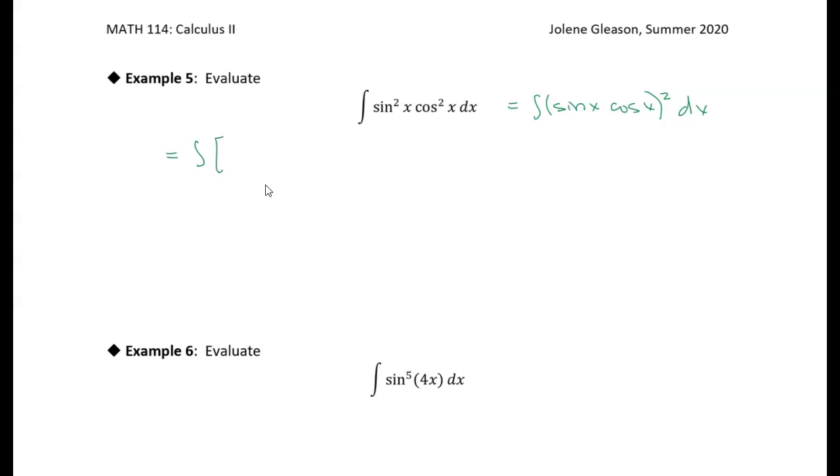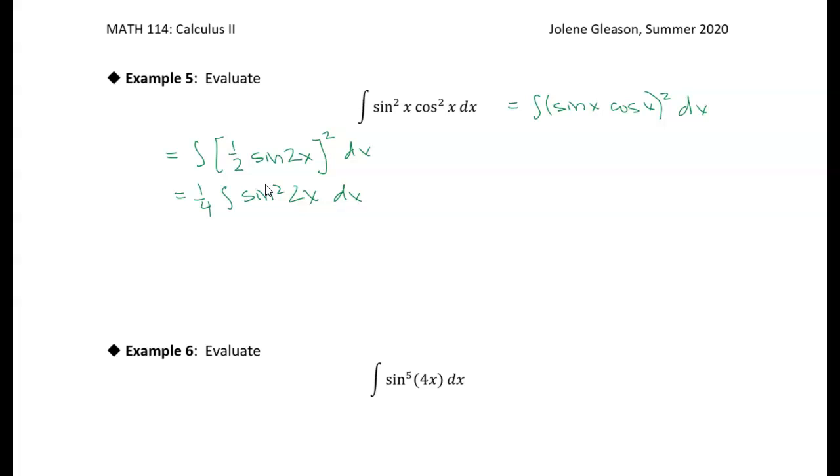So here I'm going to replace this with 1/2 sine of 2x, and then I'm going to square that whole thing, because I've got sine times cosine, the whole thing squared, and dx. Now I'm going to square the 1/2, so that becomes 1/4 integral of sine squared of 2x dx. So now we still have the sine squared.